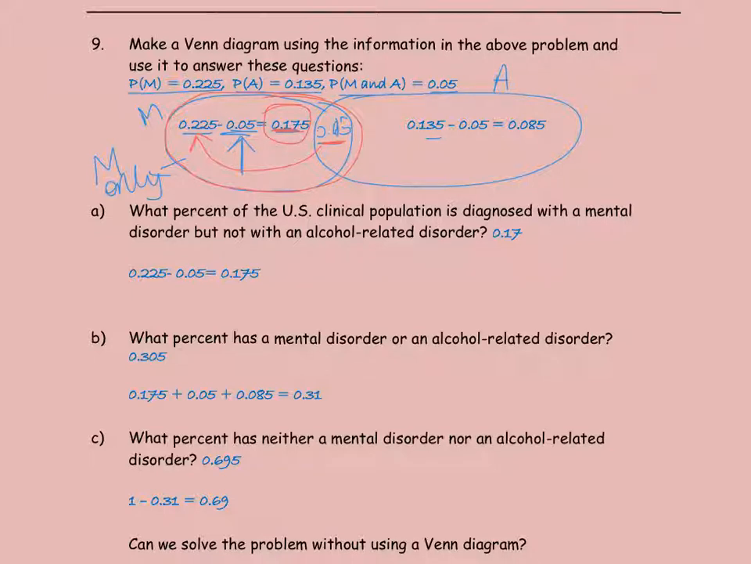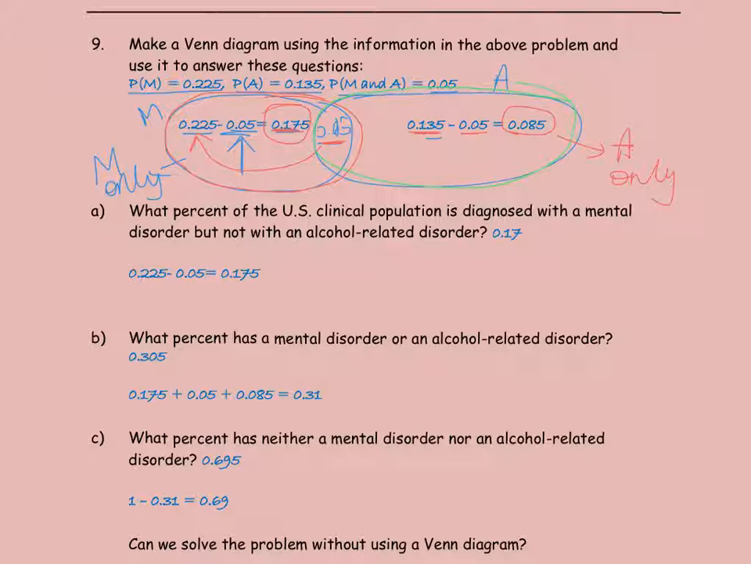We do the same thing with the alcohol related disorder. So if I say what's the probability of having alcohol related disorder in general, that would be the entire circle A. And if I say what's the probability that a person has only alcohol related disorder, so if the word is only, then that would be probability of alcohol related disorder minus the overlap, and that gives us the probability of alcohol related disorder, and the word following that is only.